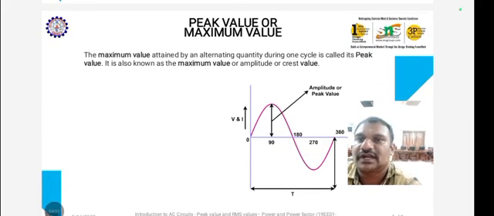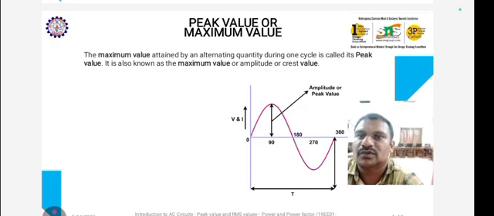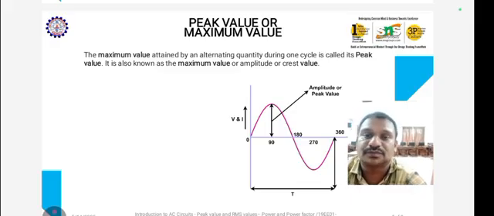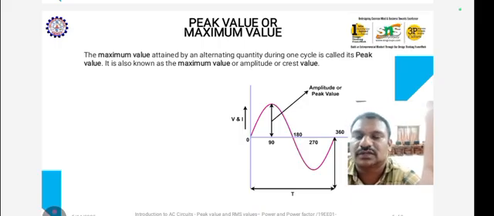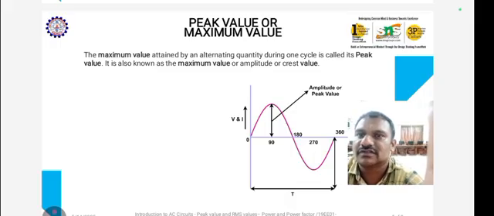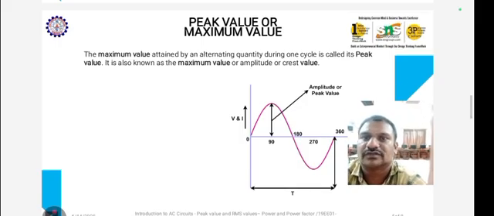Okay, peak value or maximum value. The maximum value attained by an alternating quantity during one cycle is called its peak value. It is also known as maximum value or amplitude or crest value. Can you get it? When it is cycled, at that time it is the maximum value, it is the peak value. So it may be represented as peak value or maximum value or amplitude or crest value. So we can mention those things.